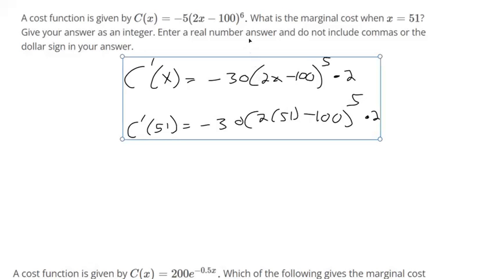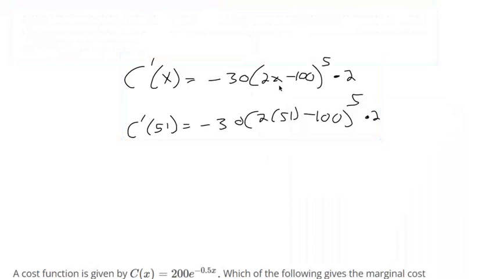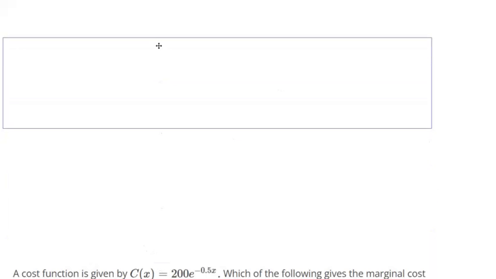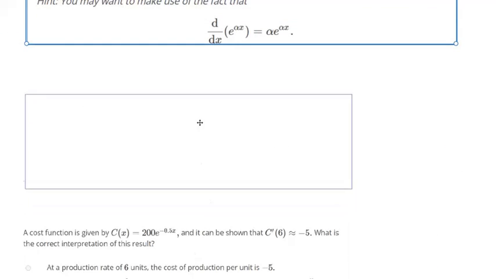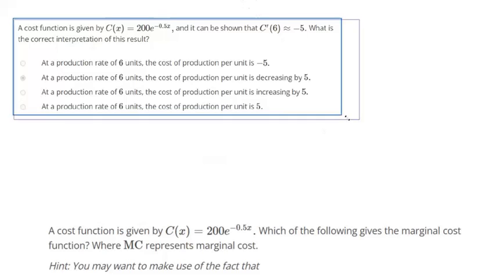So that means it's a negative cost. Oh, no, sorry. That means the cost is decreasing by 1,920. Here, actually, there's a question. Let's do this one next. I meant to block out the right answer, but.